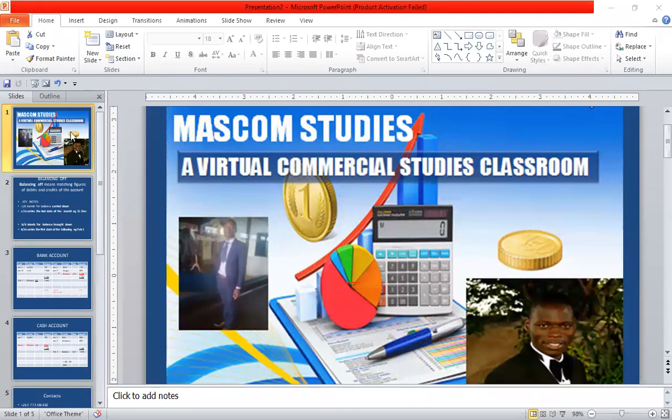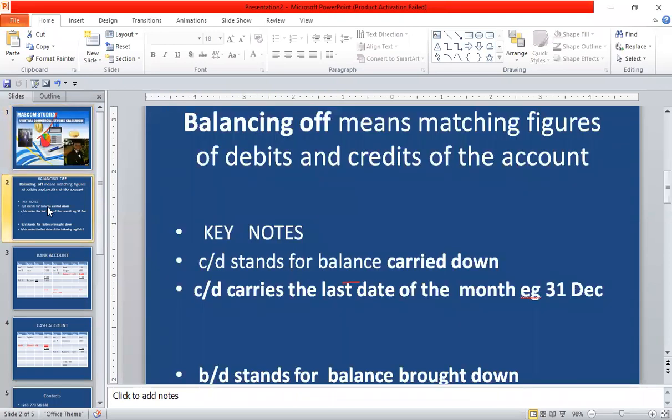Okay, so we said balancing off means matching figures of debits and credits of the account. And the key notes that we went through today were balance CD, and the meaning it stands for balance carried down. It means balance carried down to the following month, and balance CD carries the last date of the month, for example, 31 December.